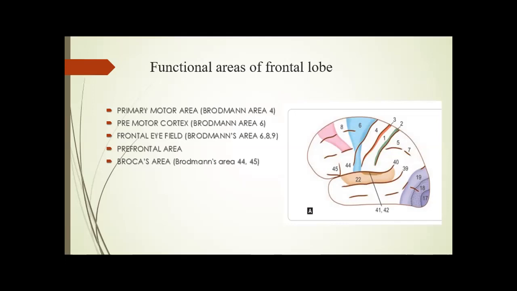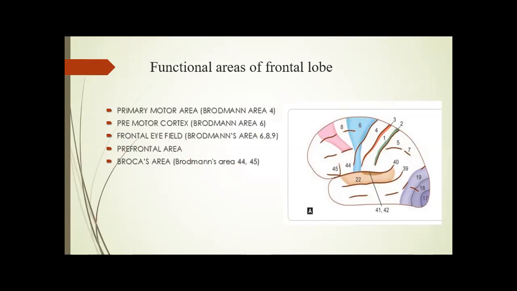Anatomically, the primary motor area gives origin to the projection fibers that form the corticospinal and corticonuclear tract. The second one is the premotor cortex, that is Brodmann area 6. It is in front of the primary motor cortex.